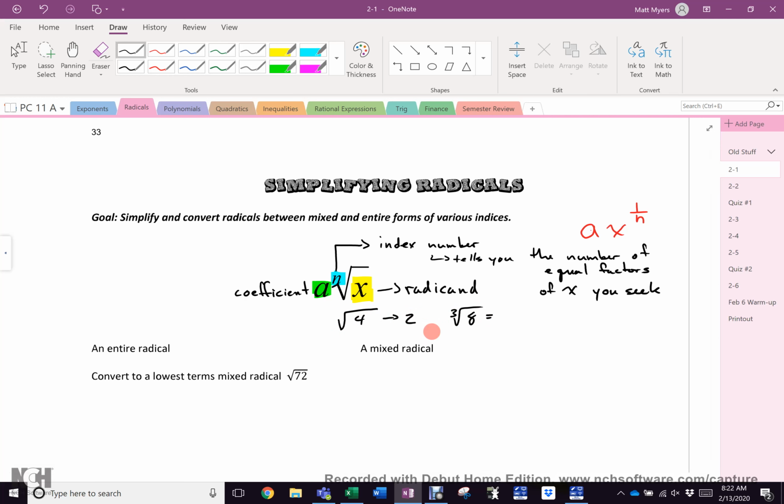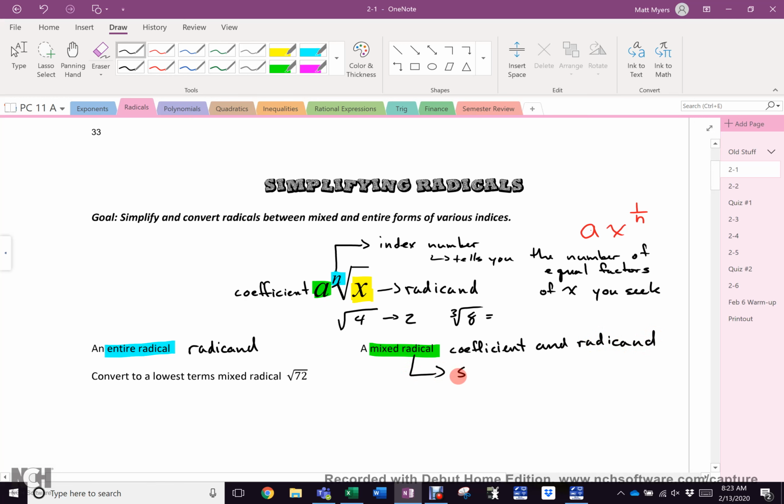Okay, so now, 2 words. An entire radical, 2 terms, I should say. An entire radical is just a radicand. A mixed radical is a coefficient and a radicand. 99% of the time, we are trying to get to mixed radicals because this is simplified. This is our goal.